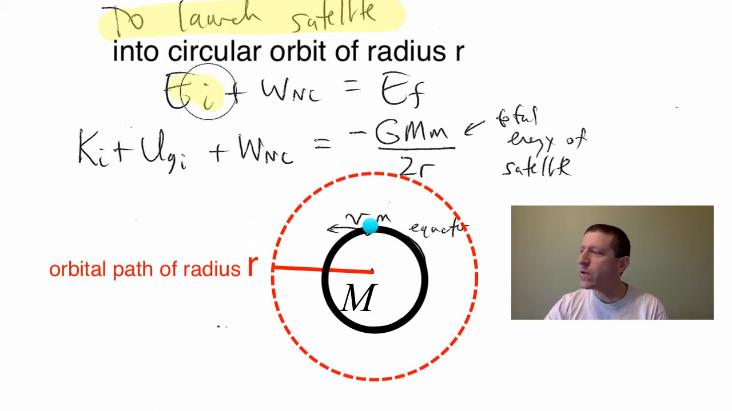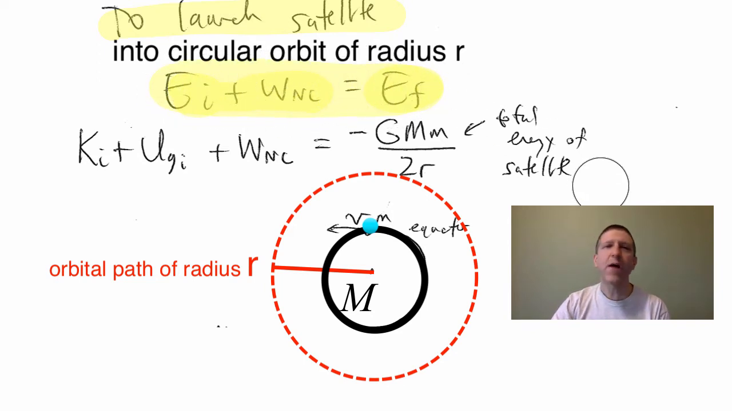E initial plus work non-conservative, which is how much work we're going to have to do, will be the final energy of our satellite. We can use this to figure out how much fuel we have to give to a rocket so we can get this up to where the satellite can be in orbit. So we start off with this.